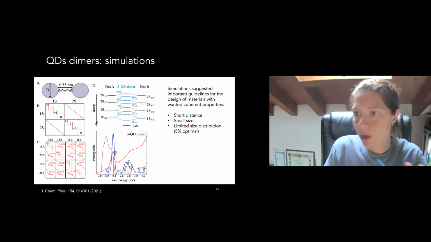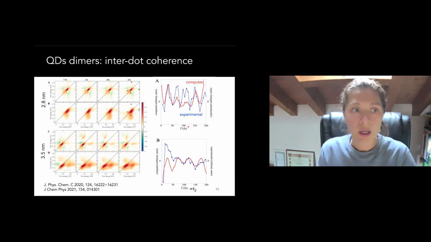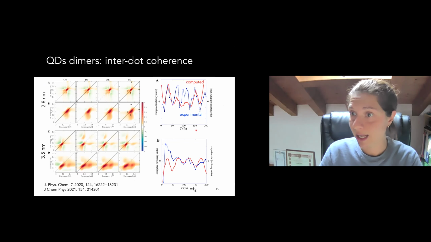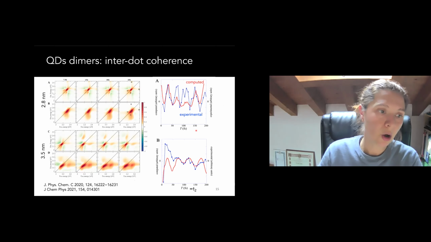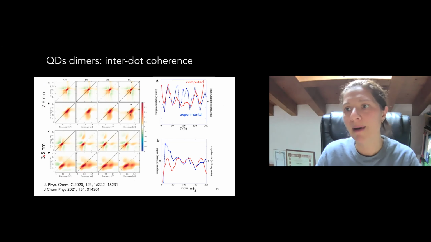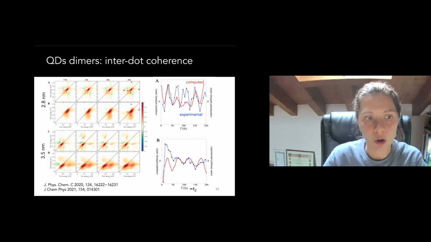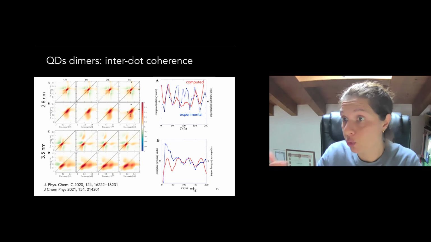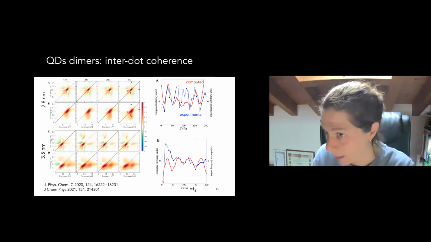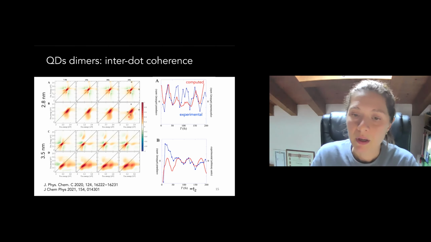Starting from this, we got the materials, and here I am showing you an example of experimental and theoretical data obtained on 2 different dots, one with a diameter of 2.8 and the other with a diameter of 3.5 nanometers. So we are always talking about small quantum dots. On the upper line, there is the simulation. On the lower line, there is the experimental data. The matching between experiment and simulation is acceptable.